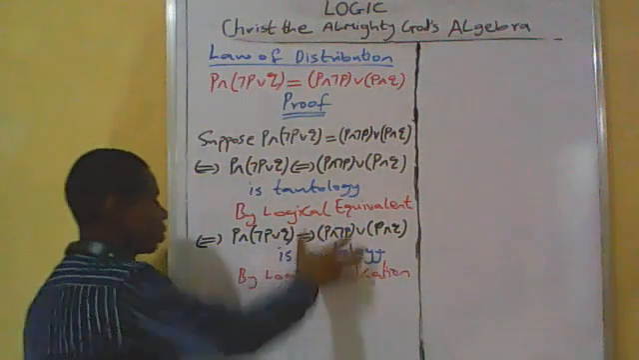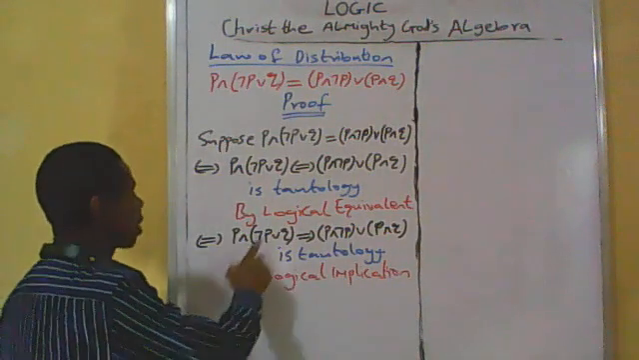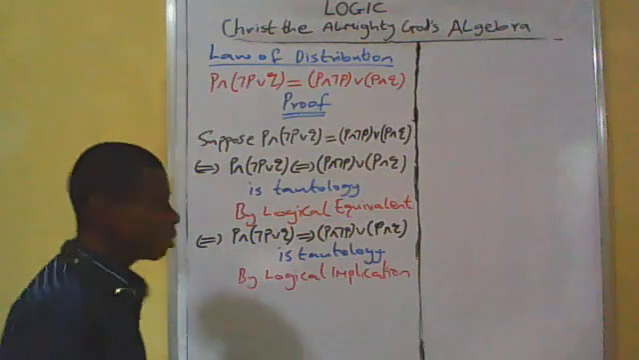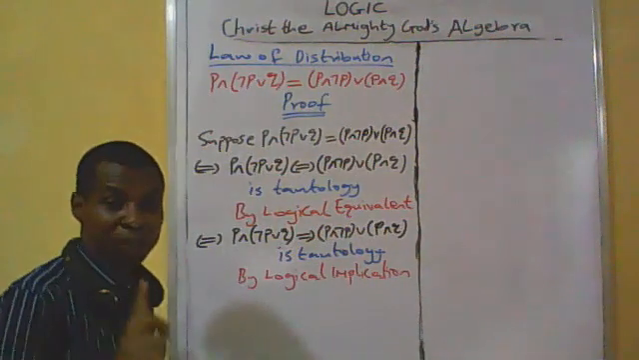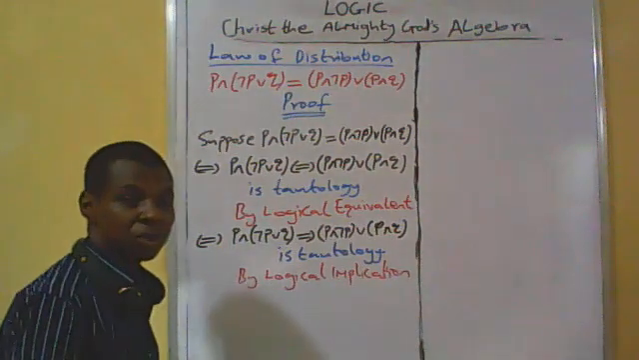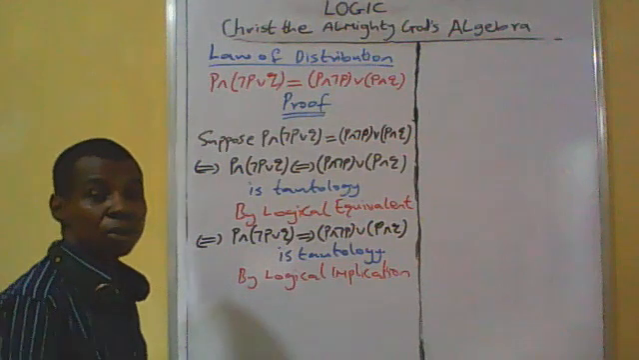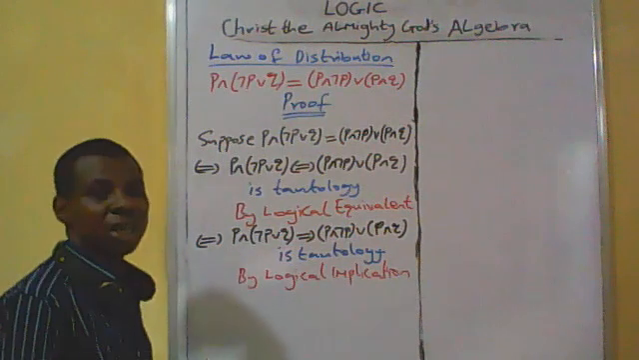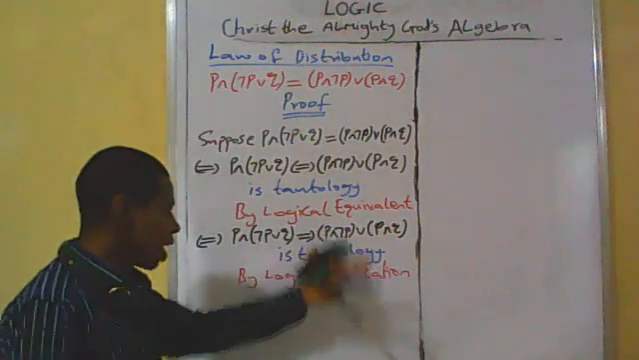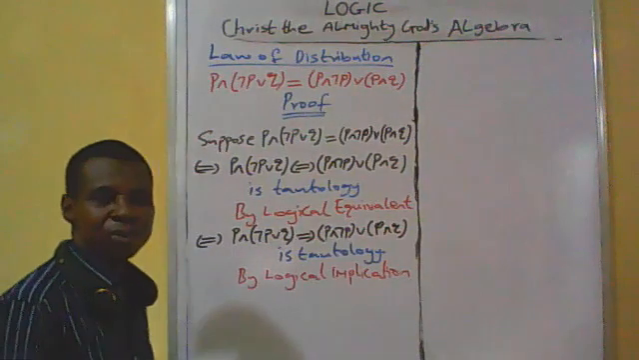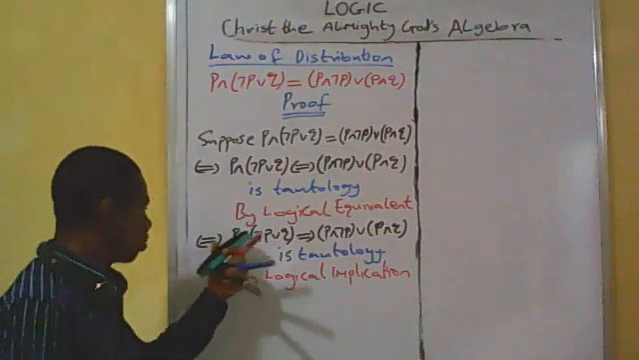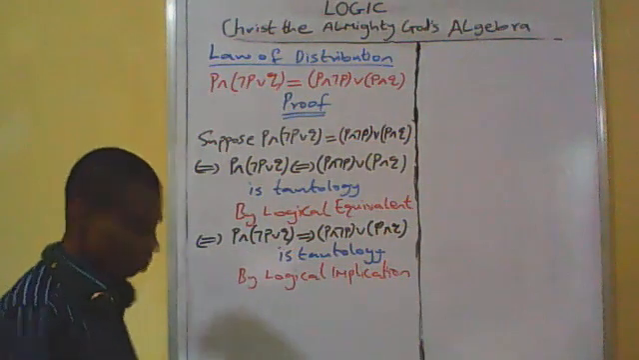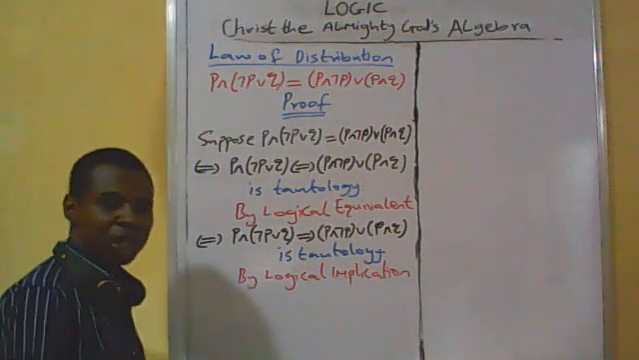Now, since this is true, P and bracket not P or Q, that is the antecedent, is a logical implication of the consequent. That means the antecedent is a proper implication of the consequent. By the principle of logical implication, we then say that P and bracket not P or Q is a logical implication of bracket P and not P or bracket P and Q. So it is true that P and bracket not P or Q is a logical implication of the consequent. So by the principle of logical implication.